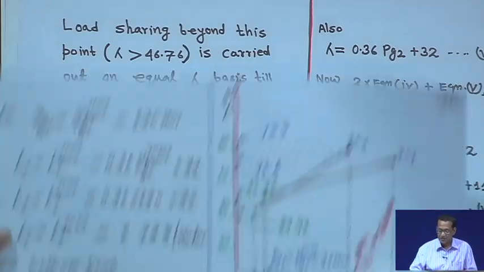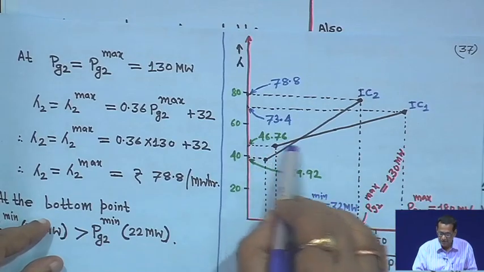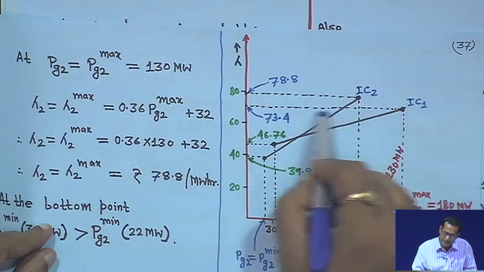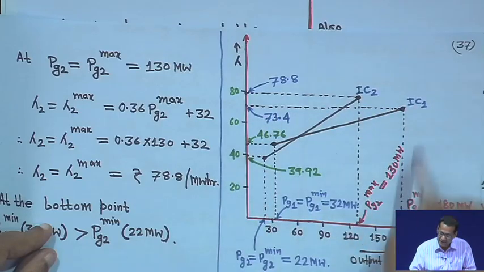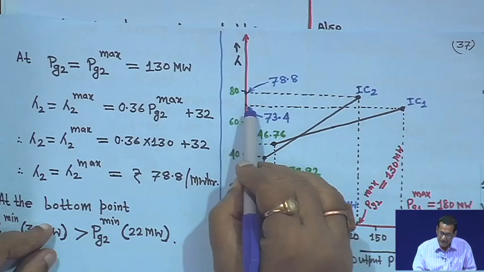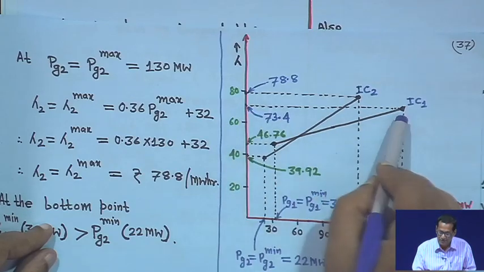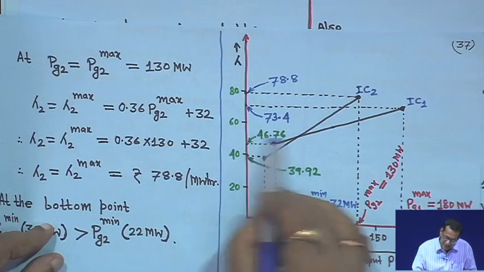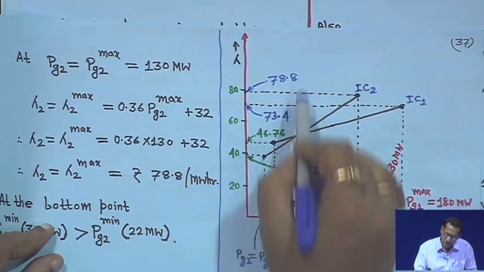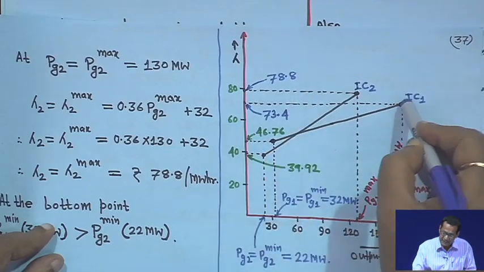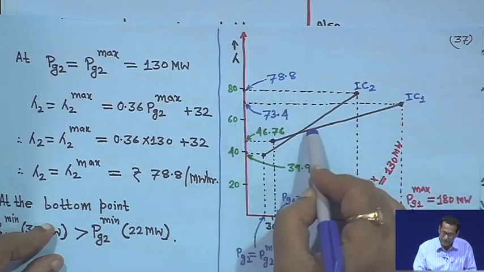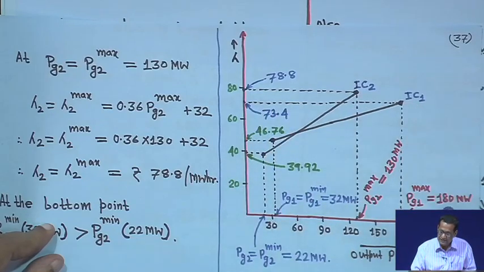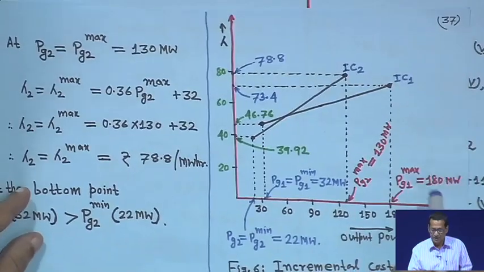That means now, up to this it has come on an equal lambda basis, and you can increase the lambda till IC1 reaches 180 megawatt. At that time, the maximum value of lambda 1 is 73.4, because this lambda line you are moving up, right, till it will be 73.4 for this one. This will reach its maximum, that is 180 megawatt.